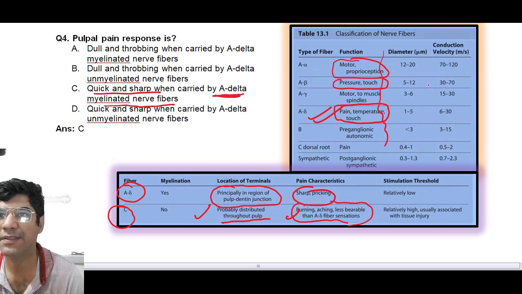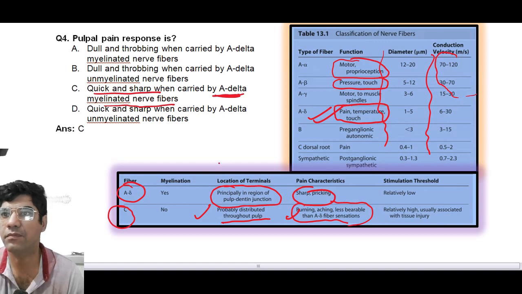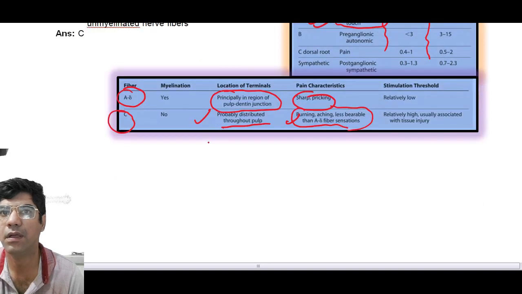So remember all these value-based questions, and which has the fastest conduction velocity, it's the A alpha fibers. So remember that from your exam point of view. Moving to the next question.